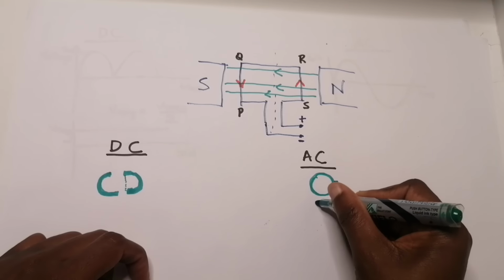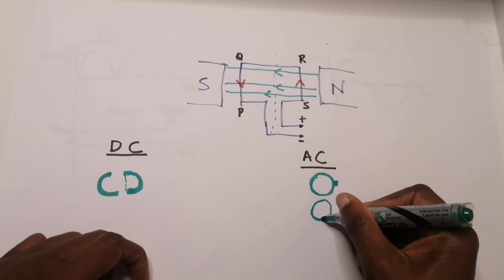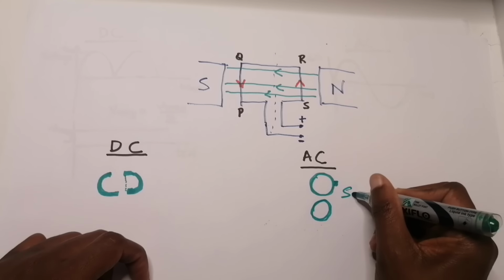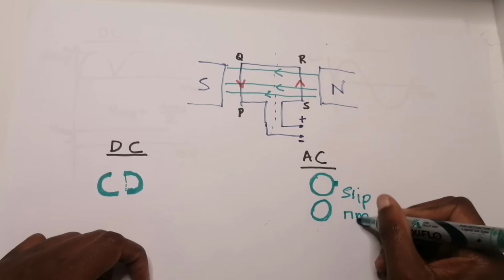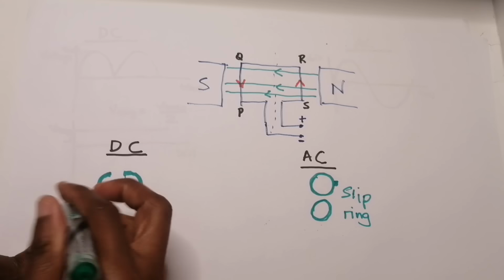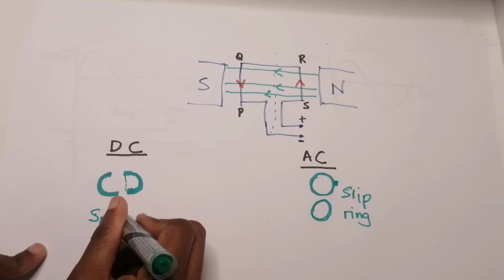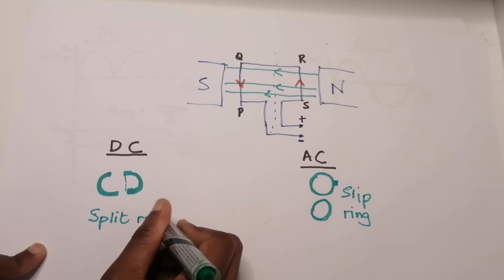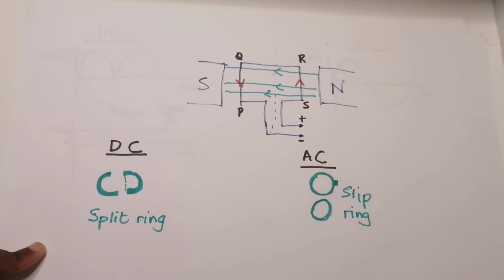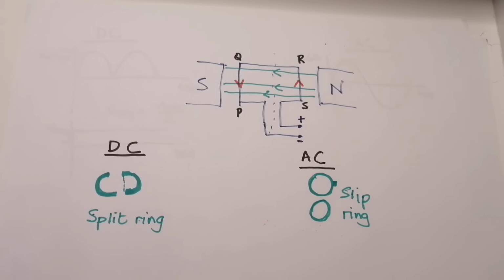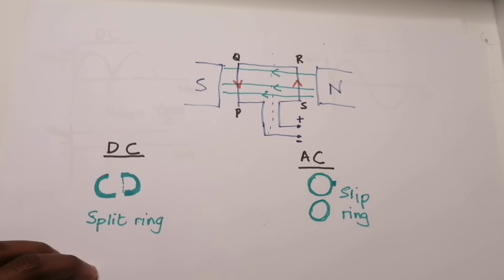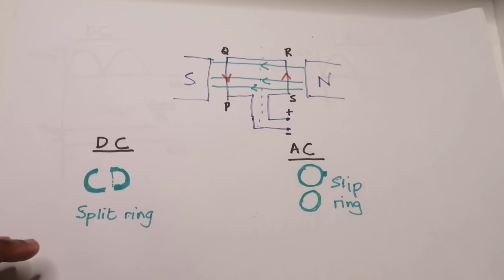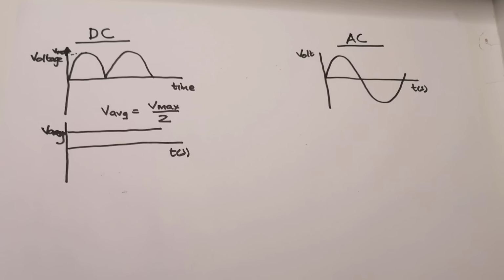So when you see full rings like that, we call these slip rings, and these ones we call split rings. As I said to you, CD means it's DC, direct current. They will normally ask you what type of generator that is, and obviously you'll see from that structure. I hope you will be able to remember this. Right, let's go back to our graphs so that we can get to the calculations quickly.